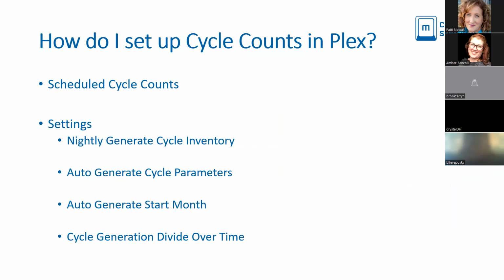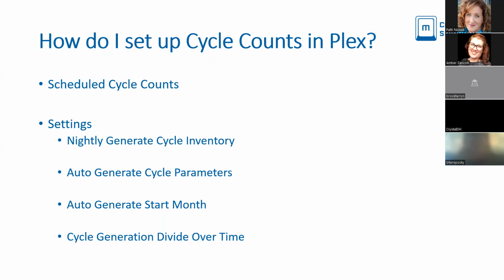Settings related to those scheduled cycle counts are, again, the nightly generate cycle inventory, which actually enables that schedule to run and create the scheduled counts in your PCN. Auto generate cycle parameters, which determines whether scheduled cycle counts will be created based on cycle frequency on the part or item, or by the cycle frequency specified on a location. When part is selected, cycles will be generated with the part number as the only cycle parameter. And when location is selected, cycles will be generated with the location as the only cycle parameter.